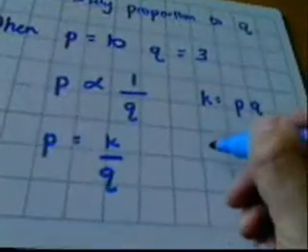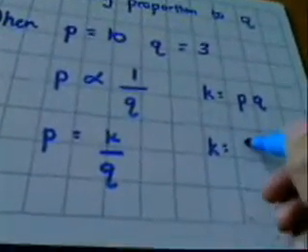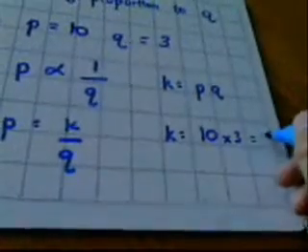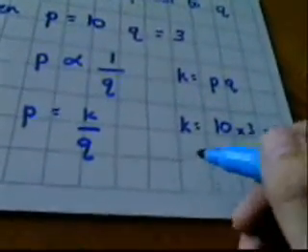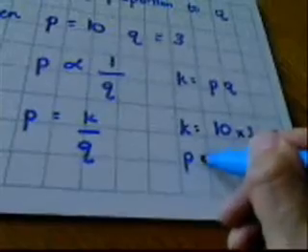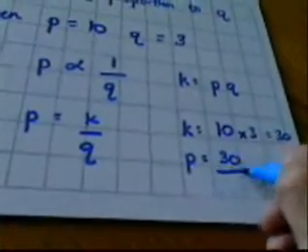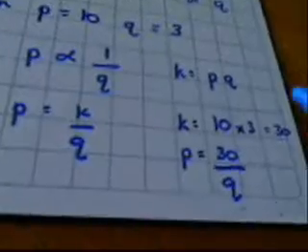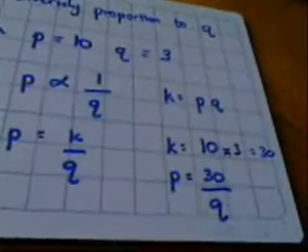So we take our two values in this example. So P is 10, Q is 3. We multiply those together and we get 30. So our equation for P in terms of Q will be P will equal the constant, which is K, which is 30, divided by Q. And then we can use that formula for any values of P and Q that we wish to use.